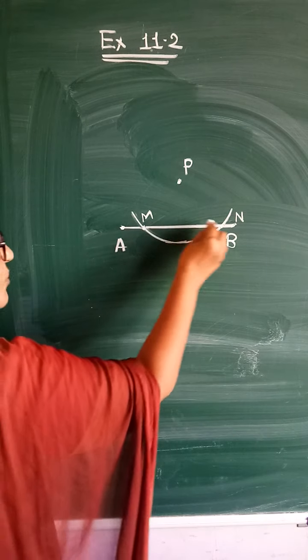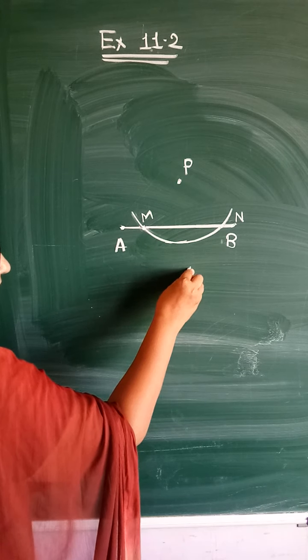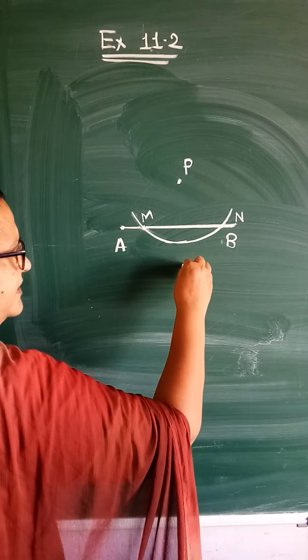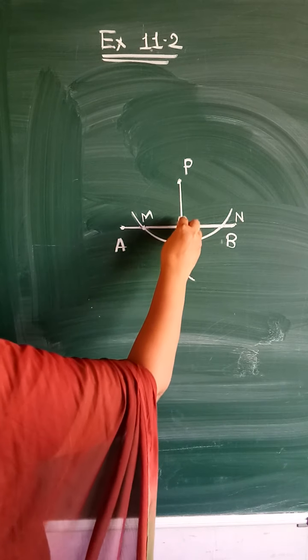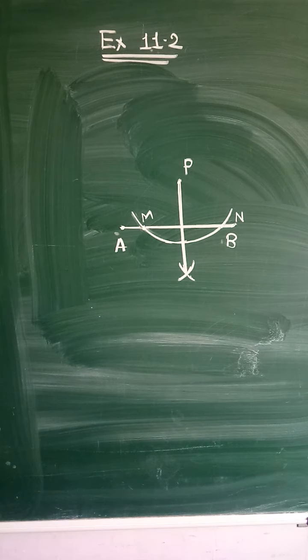Now taking more than half the distance of MN, give an arc from M on the lower side of AB, and in a similar way from N also, not changing the distance, give an arc. Then join this P with this arc. So this is the perpendicular bisector of the given line segment AB. This is required for the next sum, that is question number 6. I hope it is clear to you how to draw a perpendicular from an external point to the given line segment.